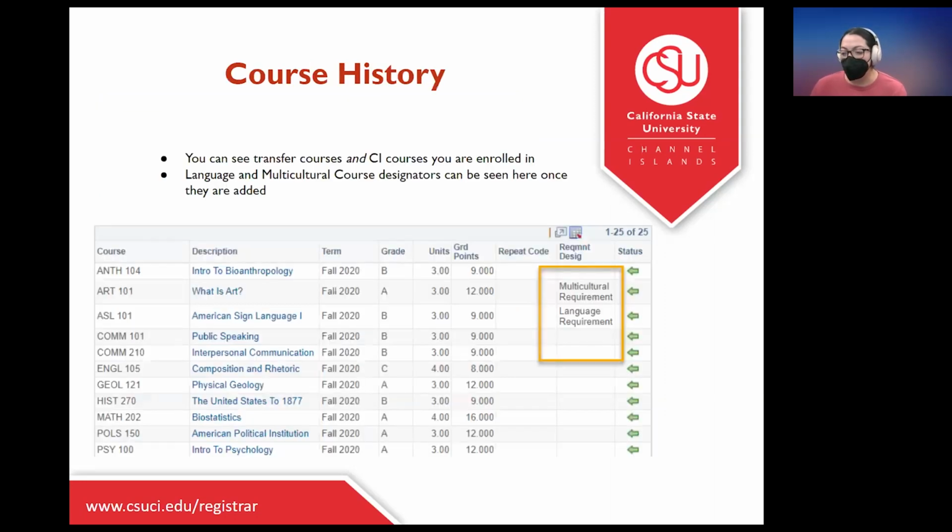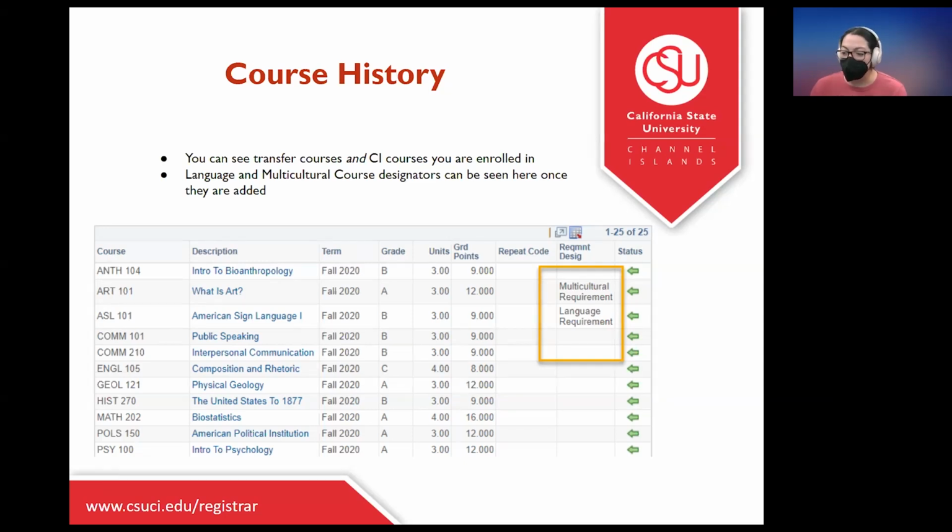And lastly, the third place that you can view your coursework is in course history. This includes transfer coursework as well as courses taken at CI, including any that you're currently enrolled in. This is a good place to make sure you're not repeating anything that you may have already received credit for at your community college, for example. You'll also be able to view whether a course is meeting language or multicultural requirements. You'll see that under course designators, you can see that square around it.